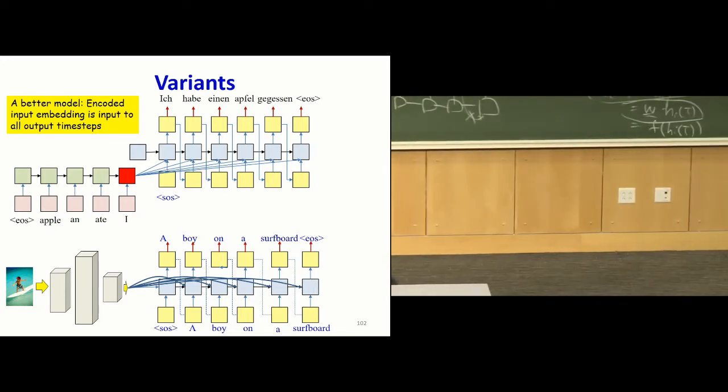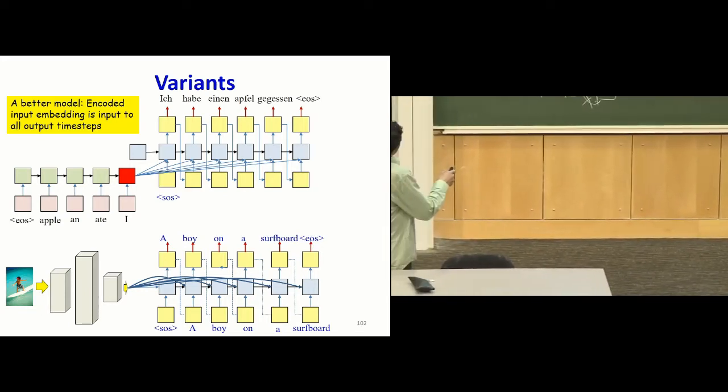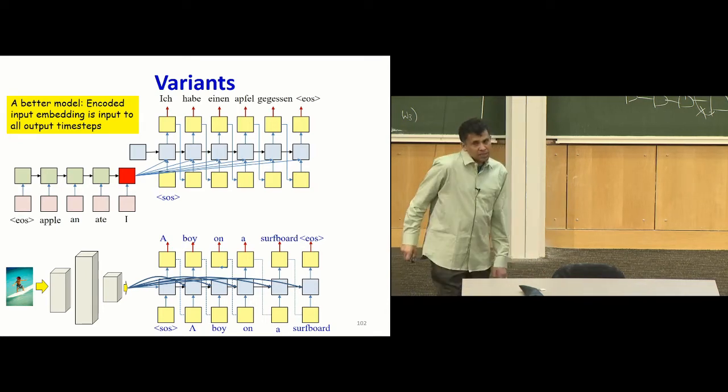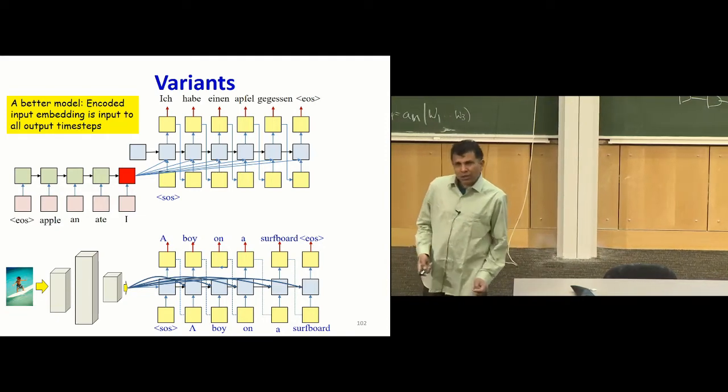So here is a variant where this encoded representation is now fed in to every single step of the output. So also if you are doing image captioning, this encoded representation could be fed in to every single stage of the output. These are all very simple variants.